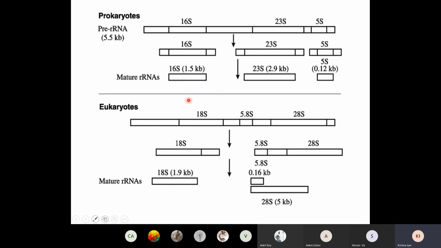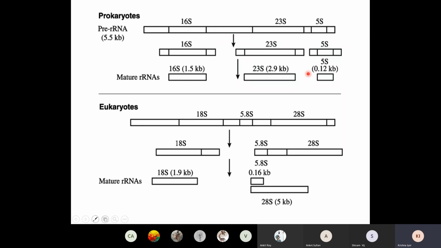So in prokaryotes, again you make a huge RNA from which small pieces are cut out to give you what is called 16S RNA, 23S RNA, and 5S RNA. And remember these RNAs along with proteins will in the end give you the 30S ribosome, 50S ribosome, and so on and so forth.